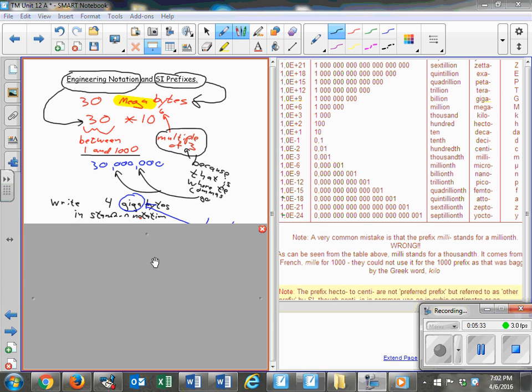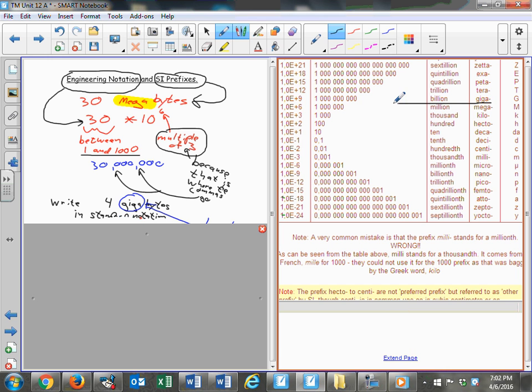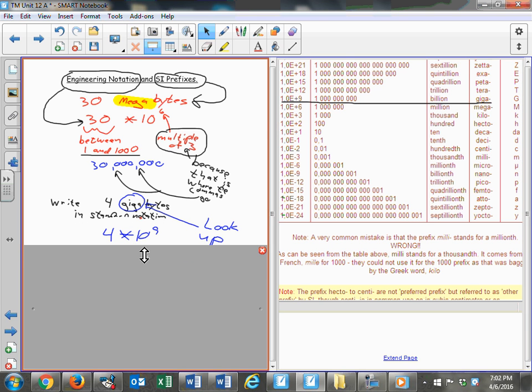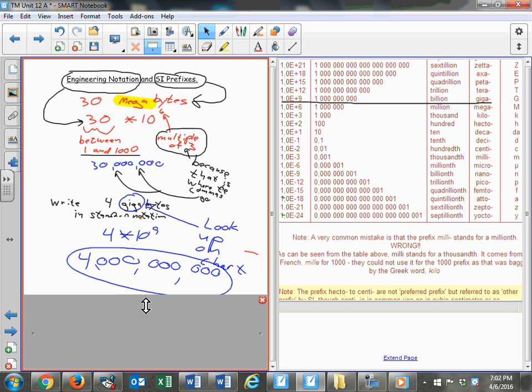Okay, in my next example, it says write 4 gigabytes in standard notation. So 4 gigabytes, come over here to the chart and follow over here and find giga. That's 1E9, which is 1 times 10 to the ninth. So that's going to be 4 times 10 to the ninth. Just look that up on the chart. And then take this number and move it over 9 spaces, basically filling in 9 zeros at the end.